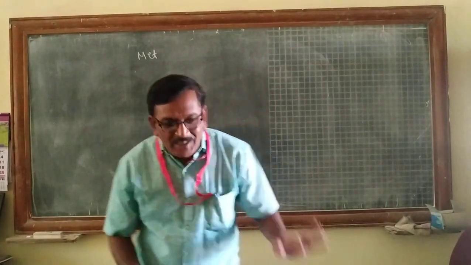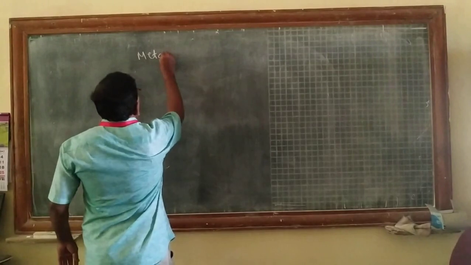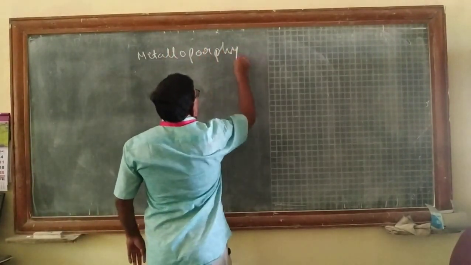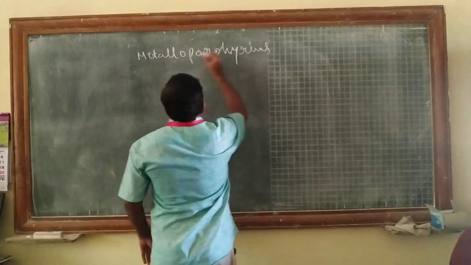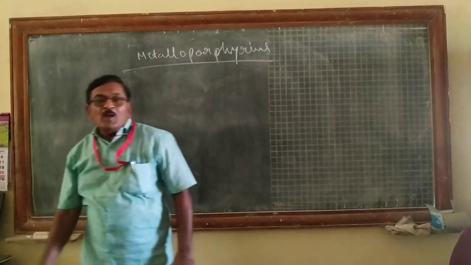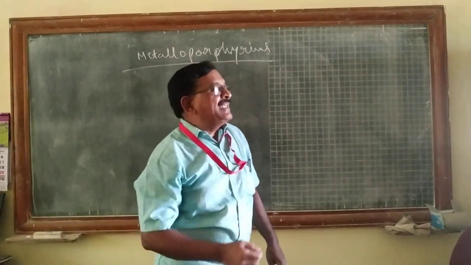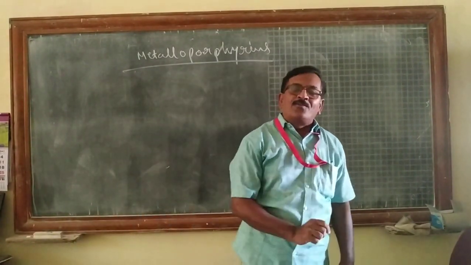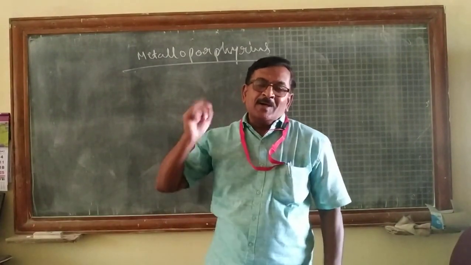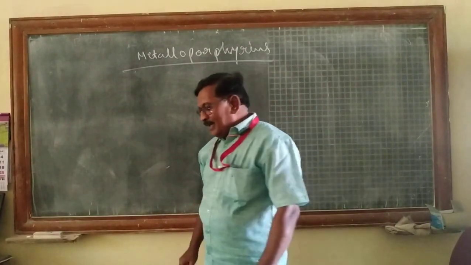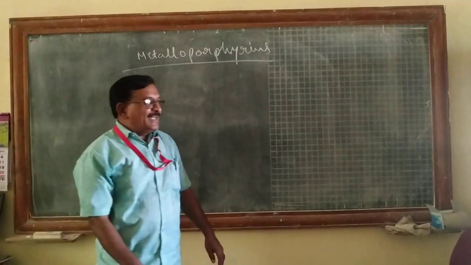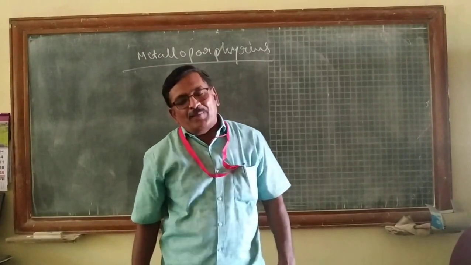So under that, what is called as metalloporphyrins. So what is metalloporphyrins? The metalloporphyrins are present in the body in the form of hemoglobin and myoglobin. These two are important parts of our body. The blood contains hemoglobin and myoglobin.